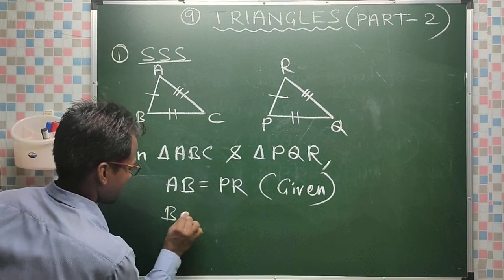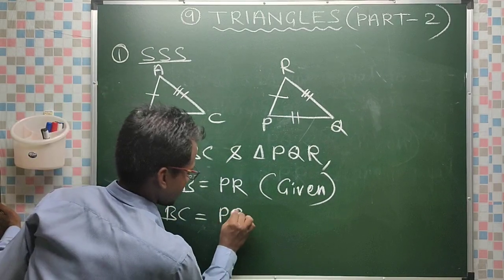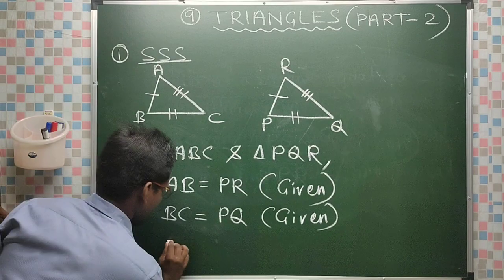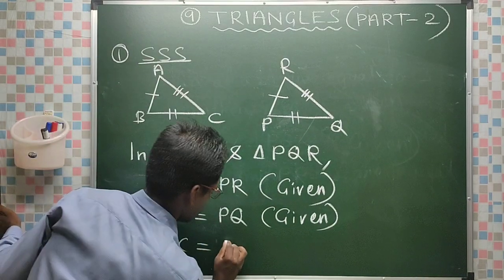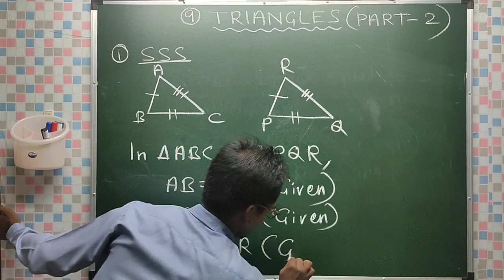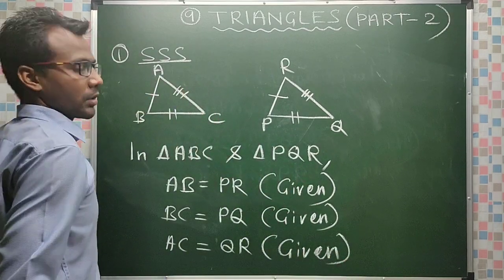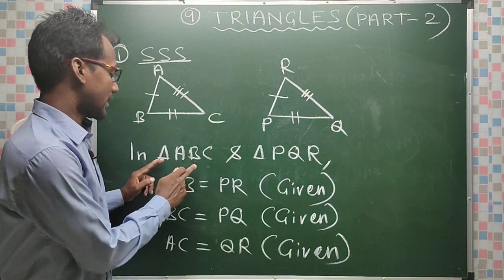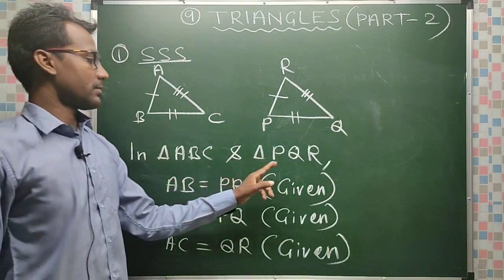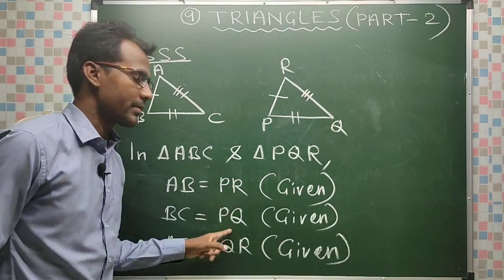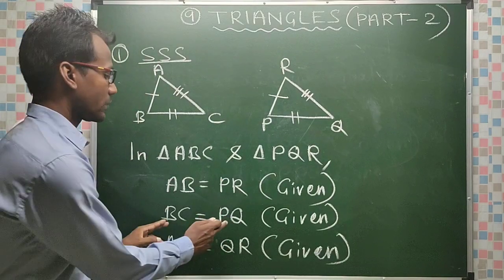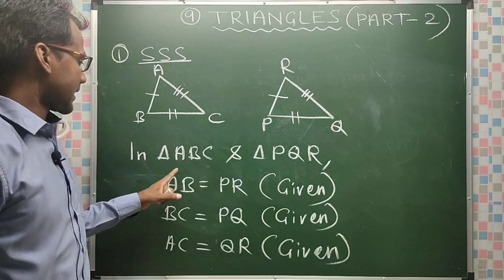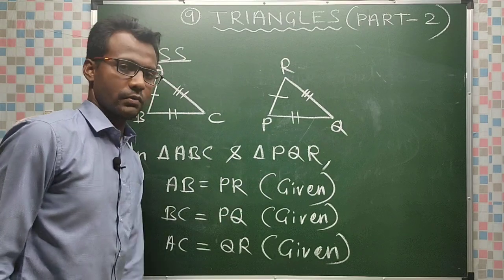Then it is given BC is equal to PQ. This is also given. Last, it is given AC is equal to QR. I have written triangle ABC on the left, and all the sides of triangle ABC on the left. I have written triangle PQR on the right, and all the sides of triangle PQR on the right. Don't change the order. Don't write PQ is equal to PC, there will be confusion in finding the order. So three sides of triangle ABC are equal to three sides of triangle PQR, so they will be congruent.